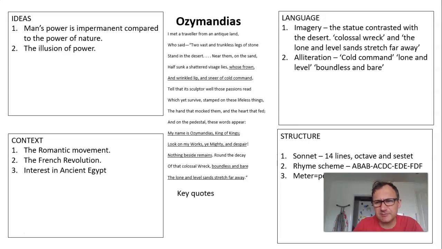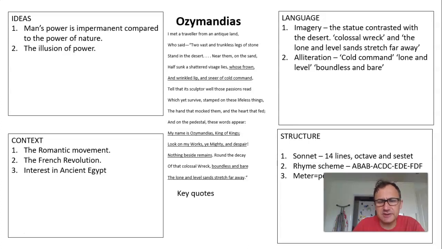Structure is always the area that students find the hardest to answer on. I'll do my best to make it clear-ish. Firstly, Ozymandias was written partly as a challenge to Shelley from another poet. They set each other a challenge to write a sonnet.